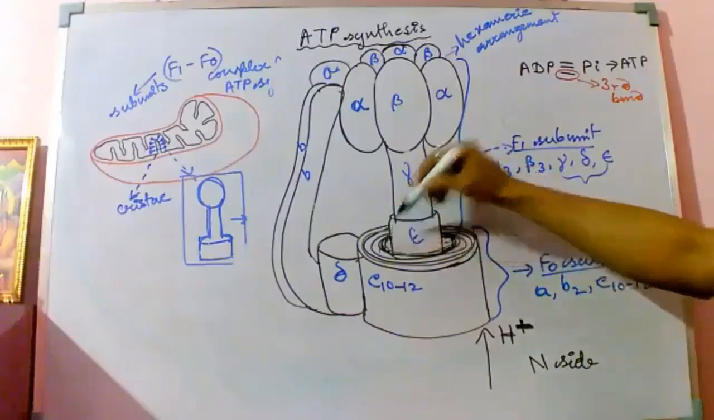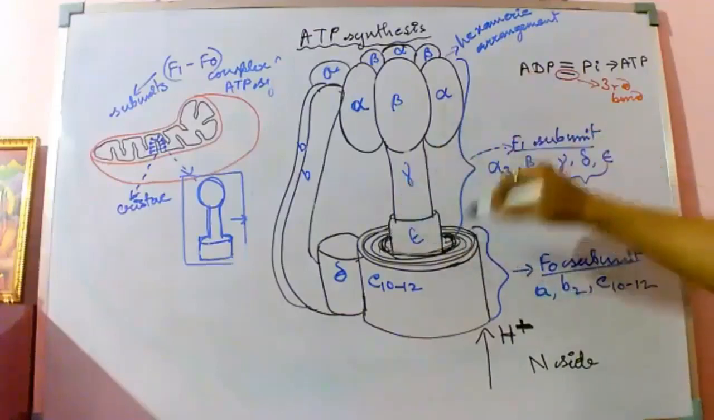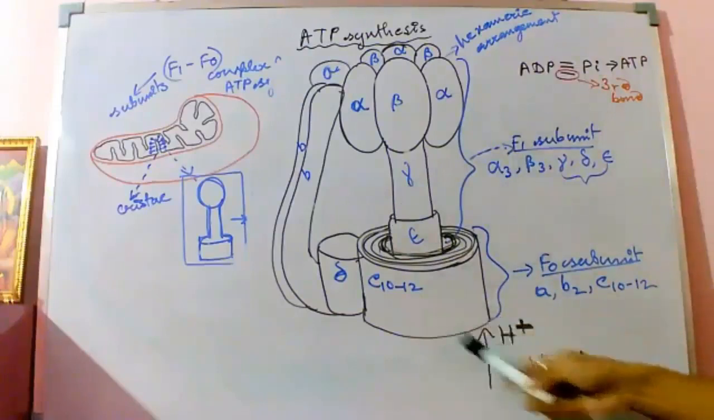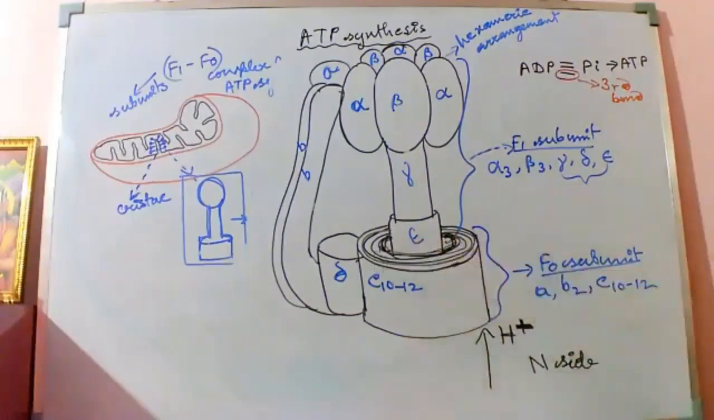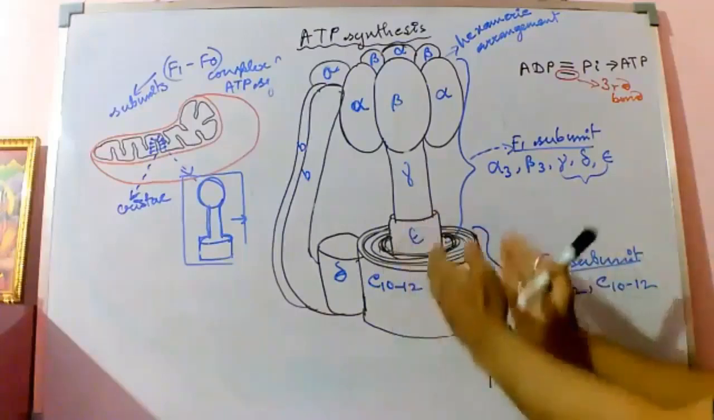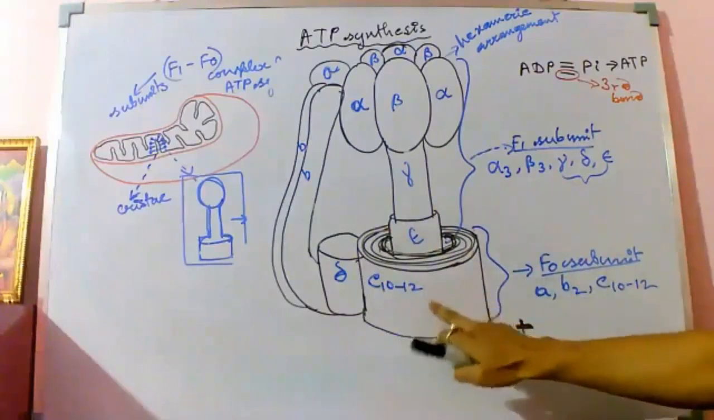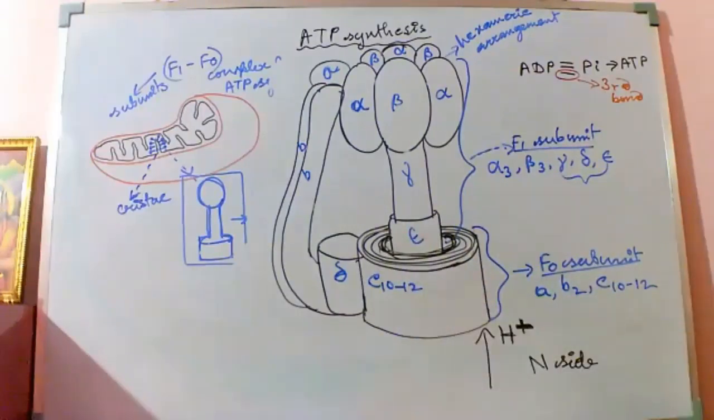Okay. Say the F1 complex is not present. Then there will be a pore, a vacant, hollow bore-like chamber present in the base of the F0 complex. So what will the F0 complex do? It will pump the protons vigorously out of the mitochondrial matrix to the cytosol, during the electron transport chain.